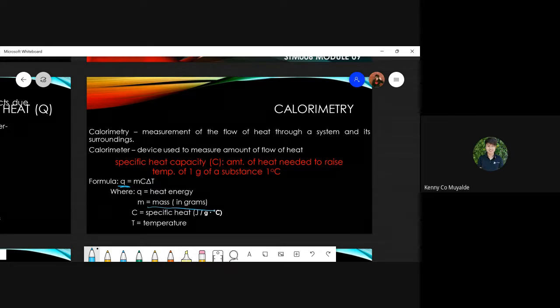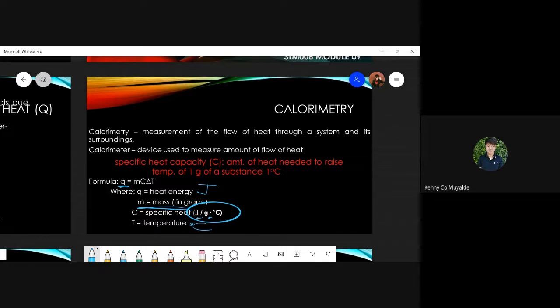But kailangan grams kasi our unit for C or the specific heat for substances is joules over gram Celsius. So that means all of the units ng Q, ng m, at ng T should be the same as with the specific heat. So since ang unit natin ng specific heat for mass is grams, dapat grams din yung ating mass. For energy, joules, kaya dapat joules din ang ating energy. For temperature, degrees Celsius, so that means Celsius dapat.